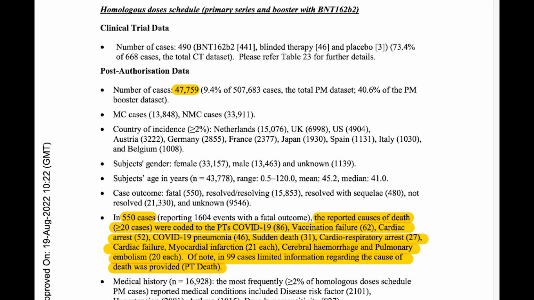We are also given the following information on the post-authorization data for the homologous booster subset: from just over 47,000 cases reported, there were 550 cases reporting a fatal outcome. Of these deaths, the following causes of death were reported more than 20 times: COVID-19, vaccination failure, cardiac arrest, COVID pneumonia, sudden death, cardiorespiratory arrest, cardiac failure, myocardial infarction, cerebral hemorrhage, and pulmonary embolism. For 99 cases, limited information regarding the cause of death was provided.